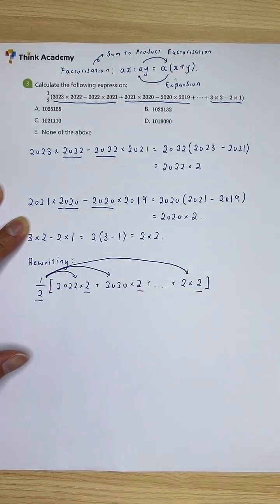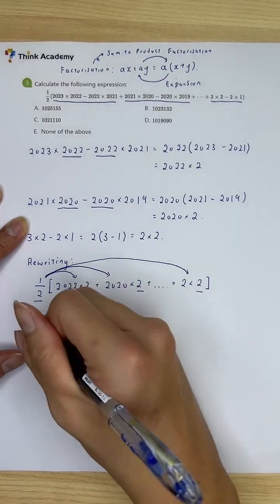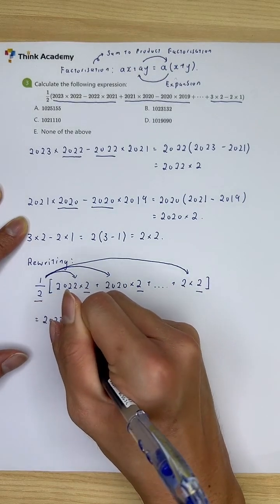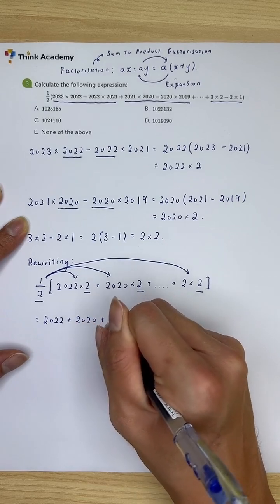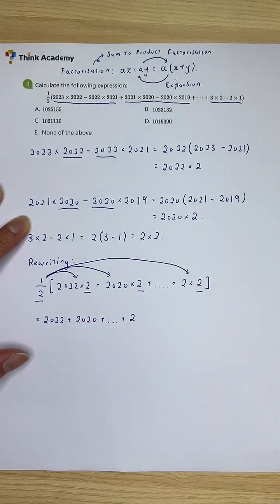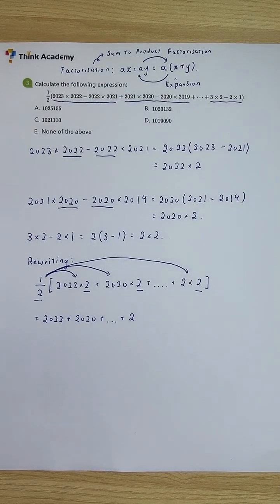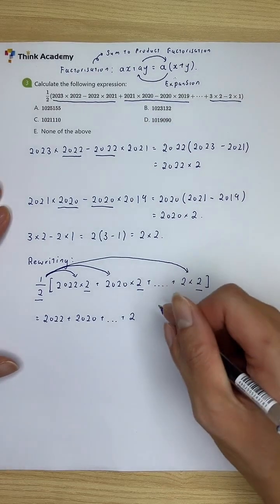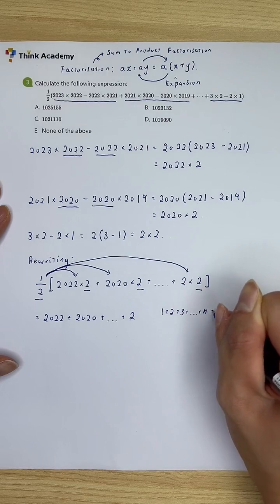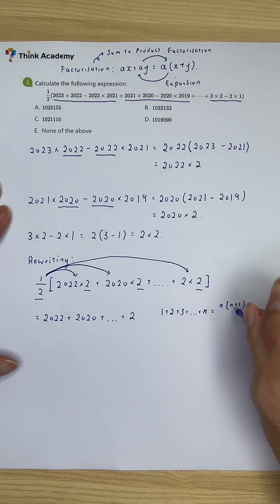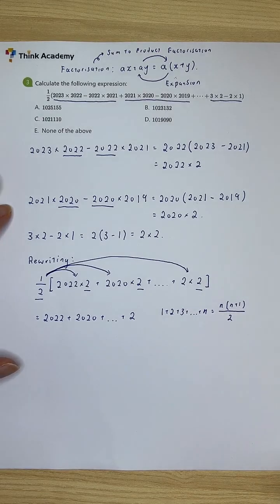But we know that 2 times half is just going to be 1. So we are just going to end off with 2022 plus 2020 plus all the way to 2. At this point in time, there are a few methods to solve this question. We are going to use the very standard AP formula: 1 plus 2 plus 3 all the way to n is equal to n multiplied by n plus 1 over 2. We are going to use this formula.